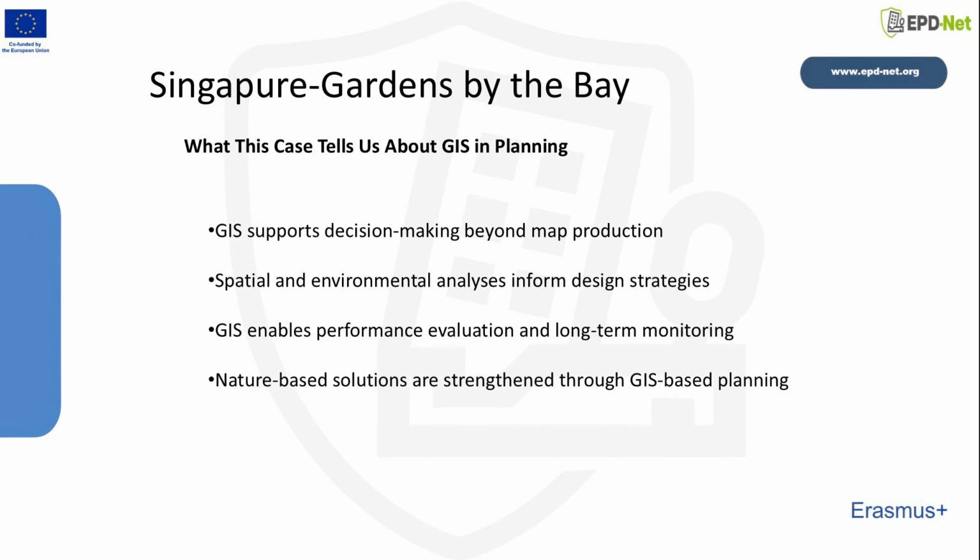In the Gardens by the Bay project, GIS was introduced from the early stages of planning, enabling the integrated evaluation of spatial and environmental data. Different data layers, such as land use, coastal areas, topography, vegetation, and environmental context, were brought together within a GIS environment. This approach ensured that design decisions were developed on an analytical basis rather than through intuition alone.